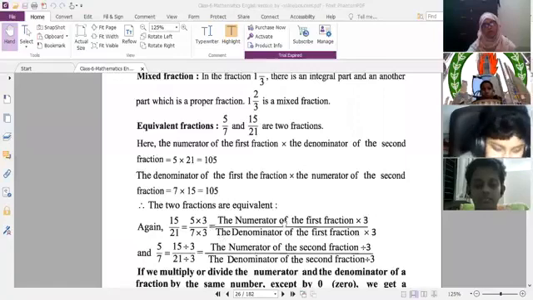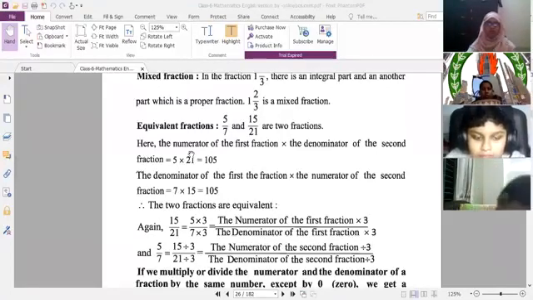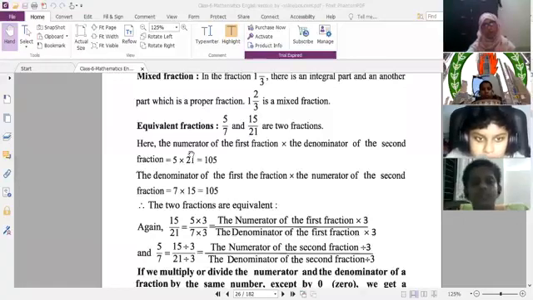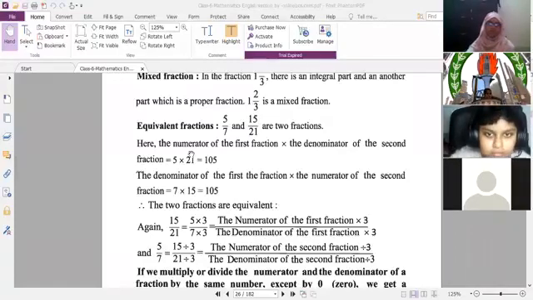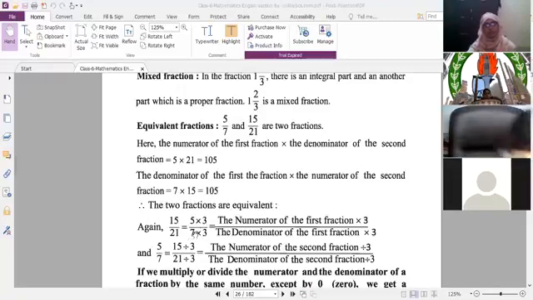Now see the procedure to find equivalent fractions. We multiply the numerator of the first fraction and the denominator of the second fraction. Here we have 5 into 21 is equal to 105. Again, the denominator of the first fraction and the numerator of the second fraction are multiplied. Then we can write 7 into 15 is equal to 105. Here both 105 are the same. So the two fractions are equivalent, when 15 by 21 is equal to 5 into 3 and 7 into 3.